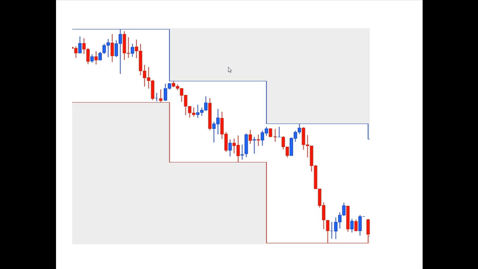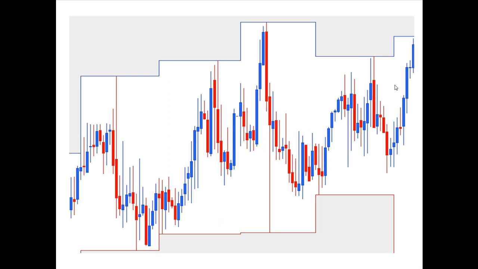So this is how you can identify that the market is in a downtrend. And then again, within the trend you will find other trends as well. Okay, so there are small trends.